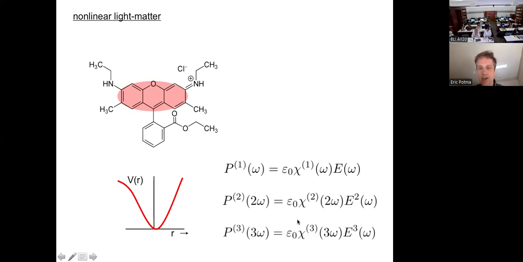If you drive it even harder, you can pick up third order effects. So the sample responds with this tensor, which is the third order nonlinear susceptibility. You see three fields are now involved to produce those oscillations that are third order in the incoming fields. Okay? So that's how we indicate the nonlinearities. Typically, we think about them in terms of these susceptibilities. So from linear to nonlinear, and there's a whole bunch of nonlinearities.